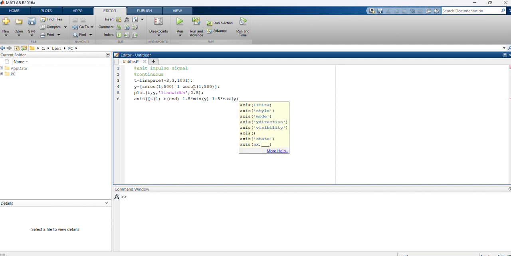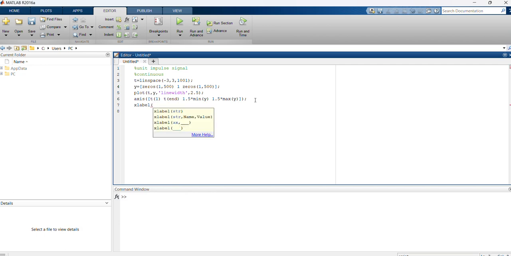Okay, and now let's see. I forgot something over here. Yeah, the brackets. Oh, sorry. Okay, we could label the x-axis also. X label, I wanted, for example, time. The x-axis is the time, right? And the y label, the amplitude.